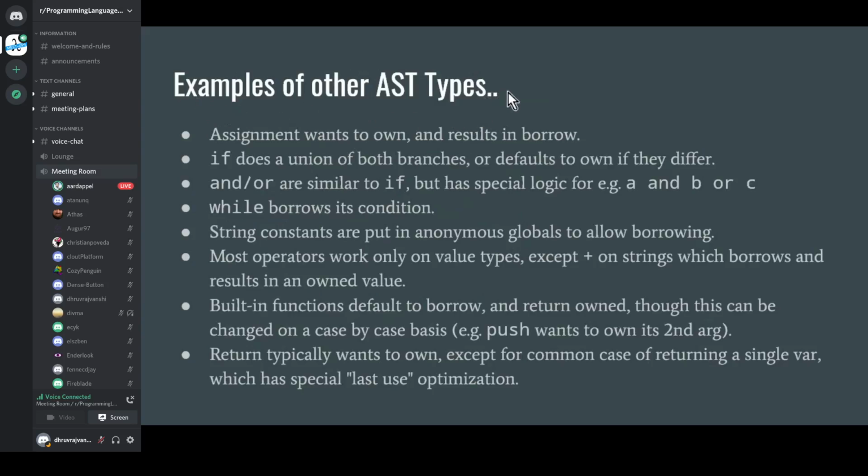So examples of other AST types and how they're handled. We just talked about assignment currently wants to own results in a borrow if you reuse the assignment.